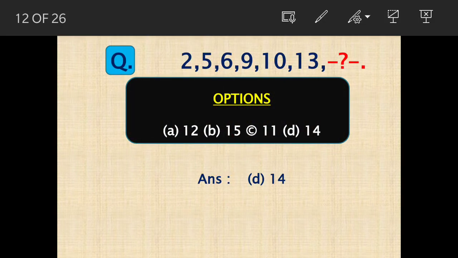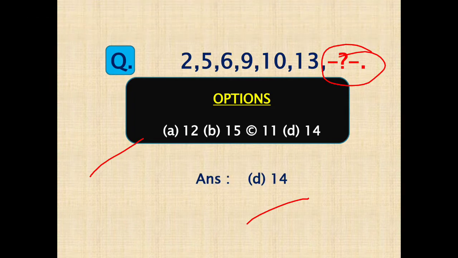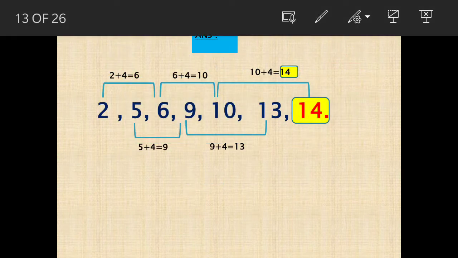Now the question is given 2, 5, 6, 9, 10, 13, and there is a missing term here. We have to find out. These are the options, and option D is the answer. So we'll see how we have arrived at this option. Now here again the series is long, so that means it is a mixed up series. So try to establish some pattern here between 2 and 6 and 10.